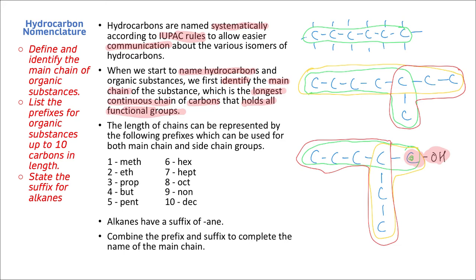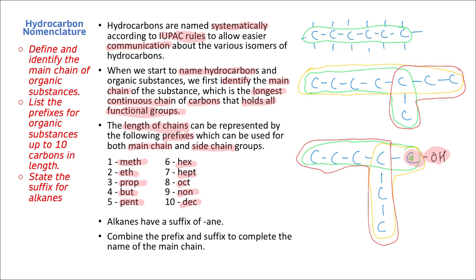Next, the length of the chain is represented by the following prefixes, the first component part of the word, which can be used for both main chain and side chain groups, which we'll cover next lesson. So we have meth, eth, prop, but, pent, hex, hept, oct, non, dec. We're going to have to memorize those 10, and we're going to be seeing that a lot over the next couple of videos.